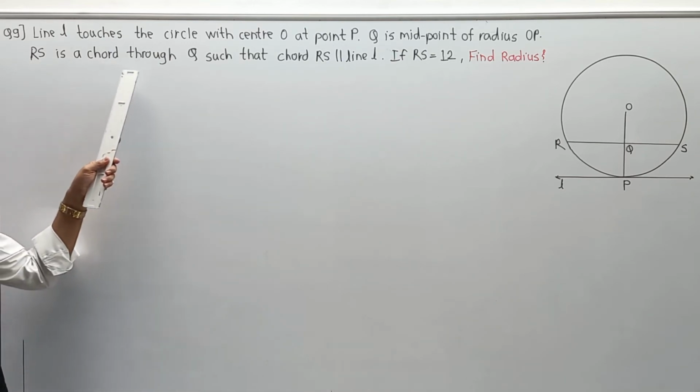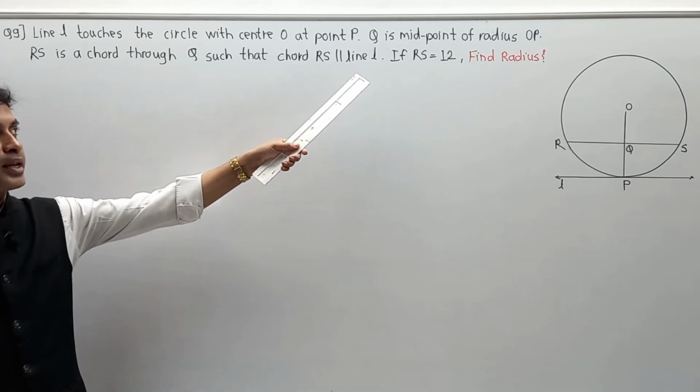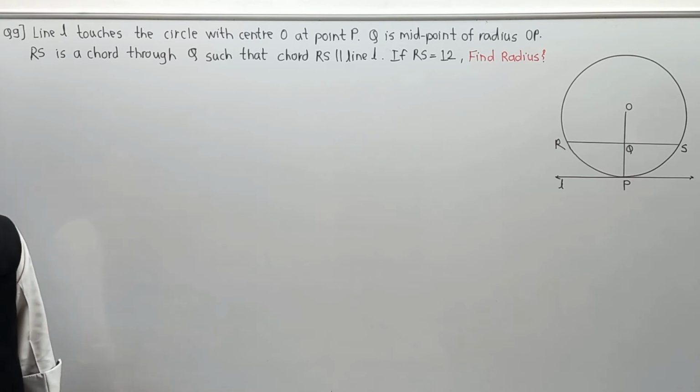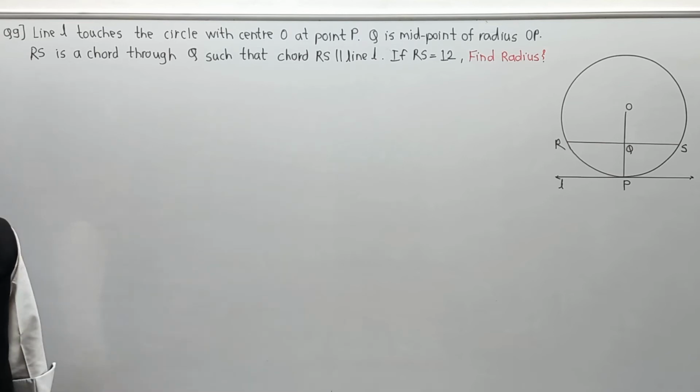RS is a chord through Q such that chord RS is parallel to line L. If RS is equal to 12, then find the radius of the circle. Now this question I am going to explain in terms of the diagram point of view.